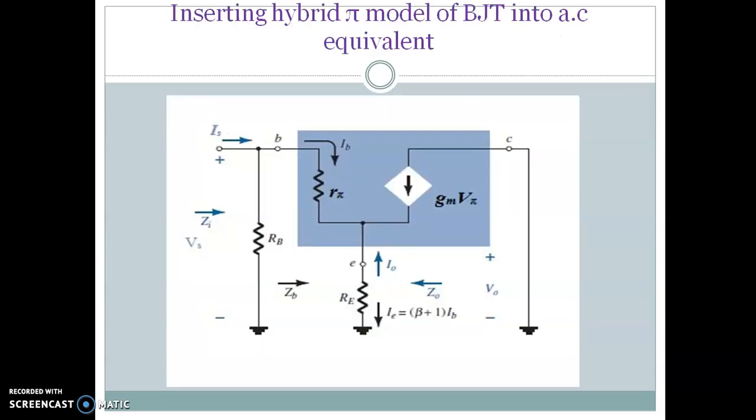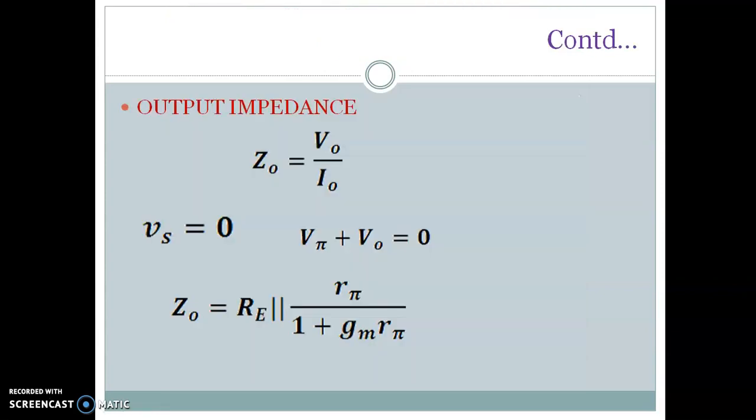And if we take your Re into account, then you could find that these two will become parallel. Okay, R pi and Re will become in parallel. But the current through your Re is given as 1 plus Gm R pi, okay, times V pi, that is the current through your Re, but the current through your R pi is given as your Ib, which is V pi by R pi.